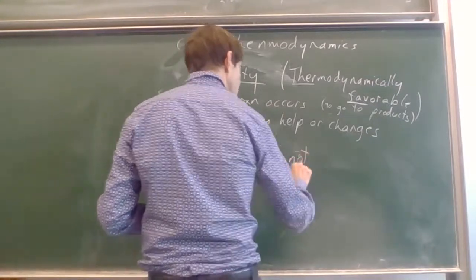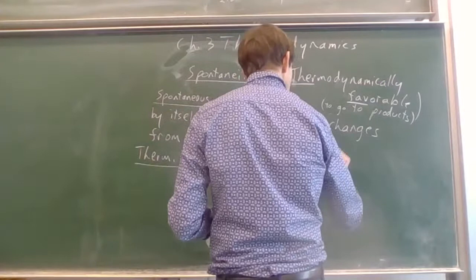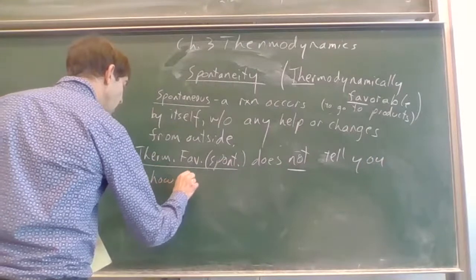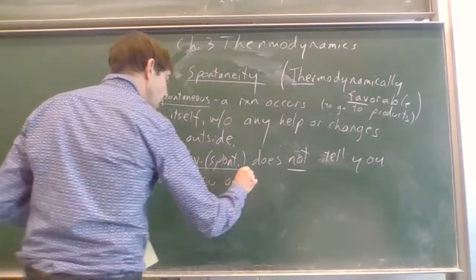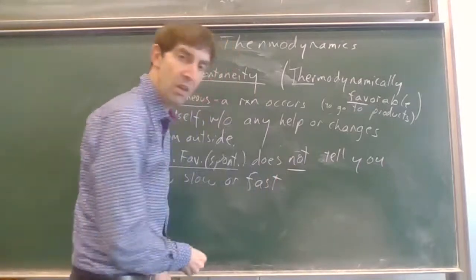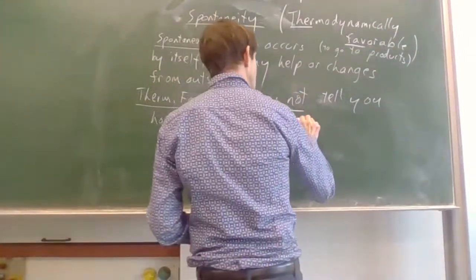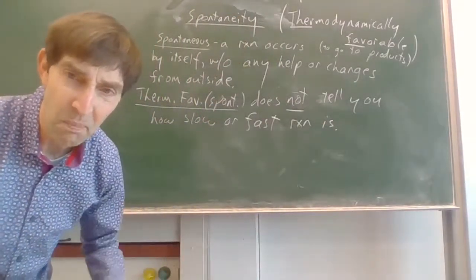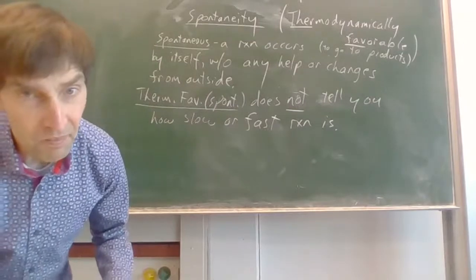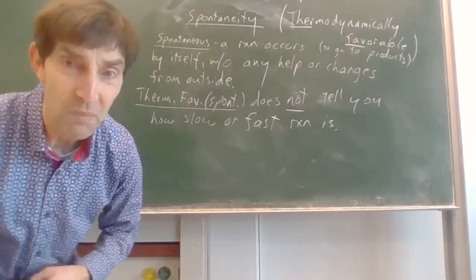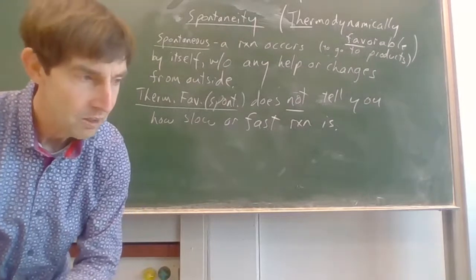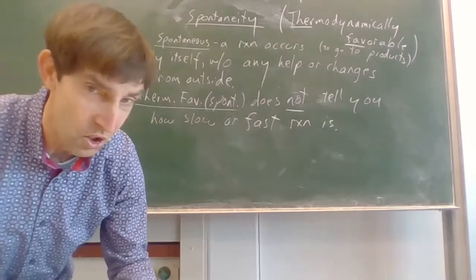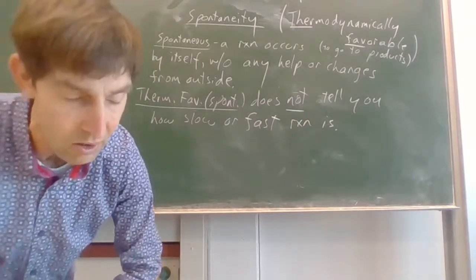does not tell you how slow or fast the reaction is. In other words, it's not about rate here, folks. It's about will it happen or not. Thermodynamically favorable means it'll happen. It'll make products. Like rust happening at room temperature. It doesn't tell you how fast. Like rust is thermodynamically favorable, but it's slow, okay?